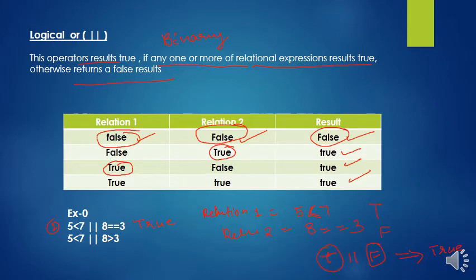Second, children, see. Relation 1 is 5 is less than 7, the condition is true, or 8 is greater than 3, the condition is true. So both relations give the result true, so it will give the result true.